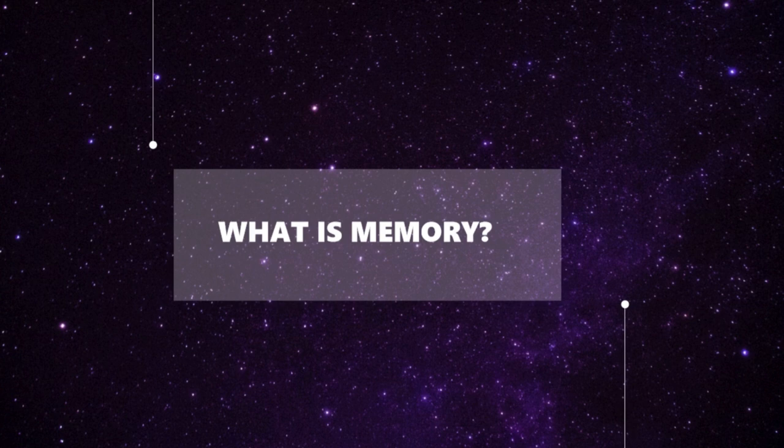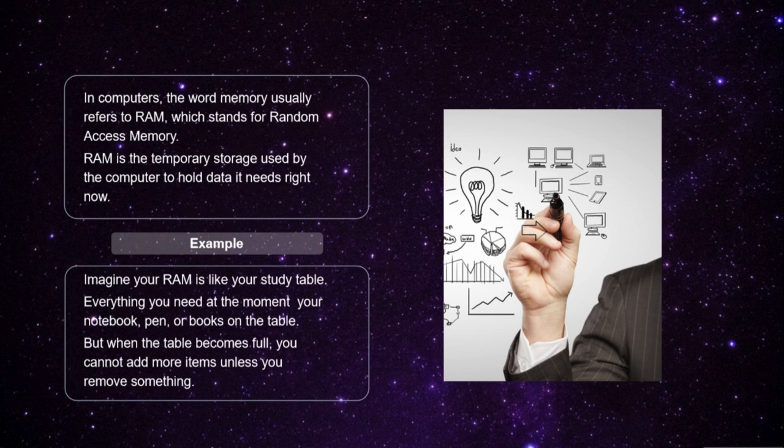What is memory? Memory is the place in a computer where it stores information and programs so it can use them quickly. RAM is for things the computer is using right now, and ROM is important instructions that stay in the computer.